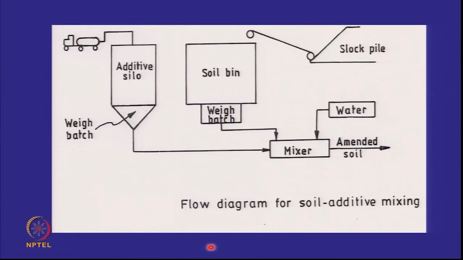So this is the setup. If you see, you can store your bentonite in a silo. You can also have a soil bin. This is your stockpile of the soil which has come from the borrow area. It goes into a soil bin where you might be crushing it further or pulverizing it further. You do weigh batching, you have a mixer. First you mix the additive and the soil in dry. Then you add the water, and then you have the amended soil, put it in a truck and send it for compaction.